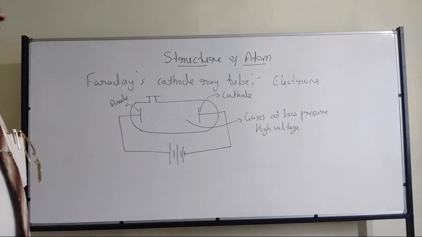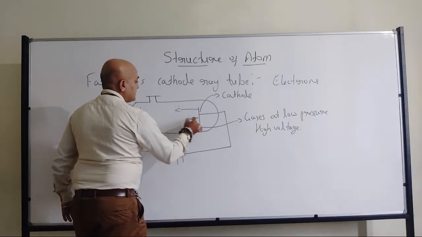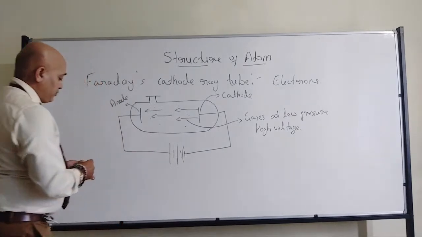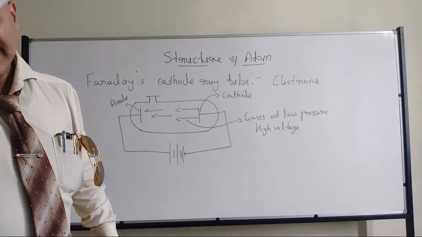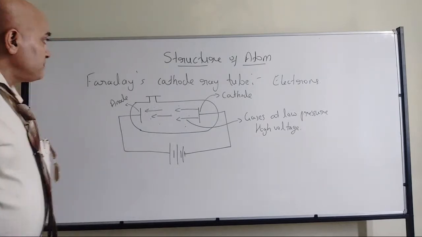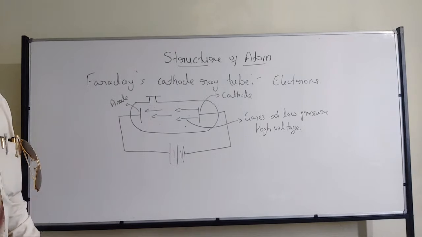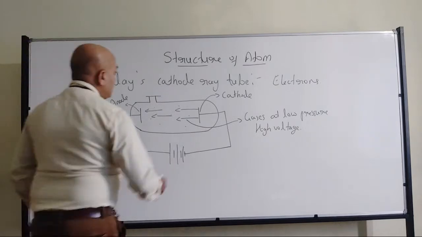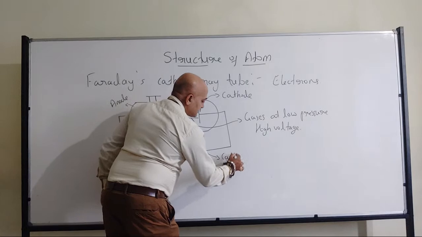To their surprise, they observed that from the cathode there was movement of particles towards the anode. That means in Faraday's experiment, he observed the movement of charged particles, originating from the cathode and moving towards the anode. Therefore, they called these rays cathode rays.